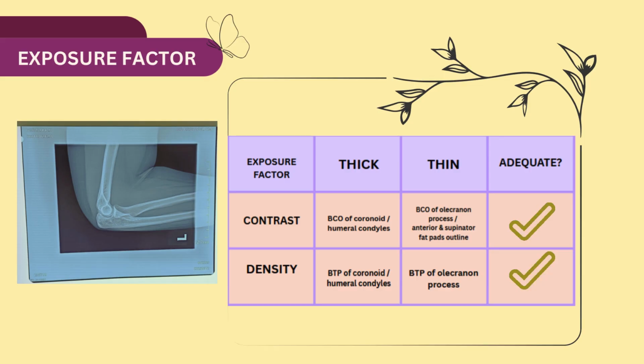The mAs used is also adequate for detail and density because the bony trabecular pattern of the thick structures, which are the coronoid and humeral condyle, can be seen on the radiograph. Also, the bony trabecular pattern of the olecranon process can be seen on the radiograph. Hence, the exposure factor on this radiograph is optimum.